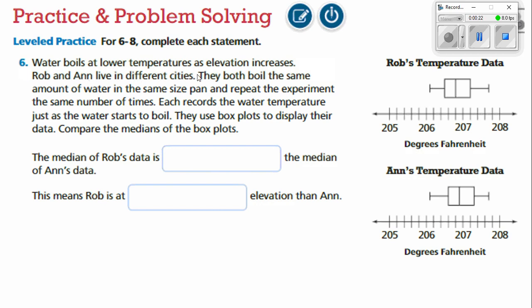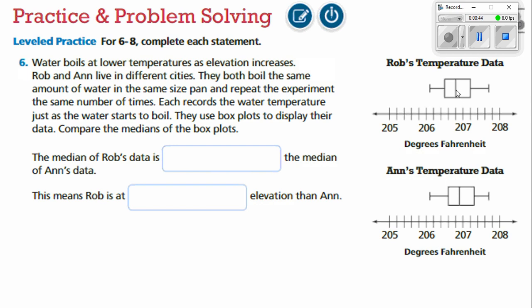Rob and Ann live in different cities. They both boil the same amount of water in the same size pan and repeat the experiment a number of times. Each records the water temperature just as the water starts to boil. They use box plots to display their data. Compare the medians of the box plot.